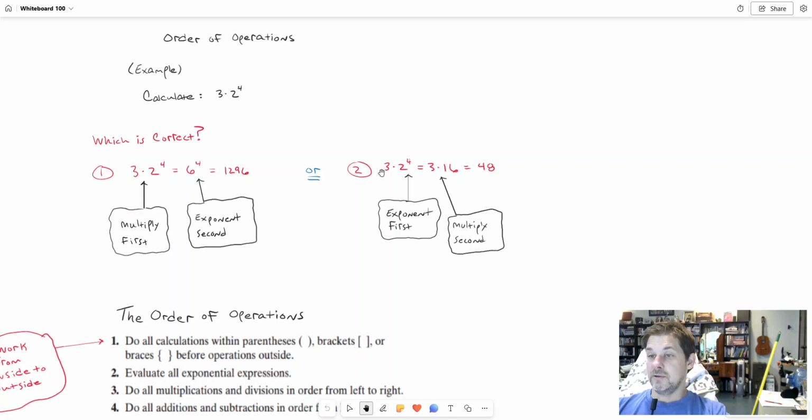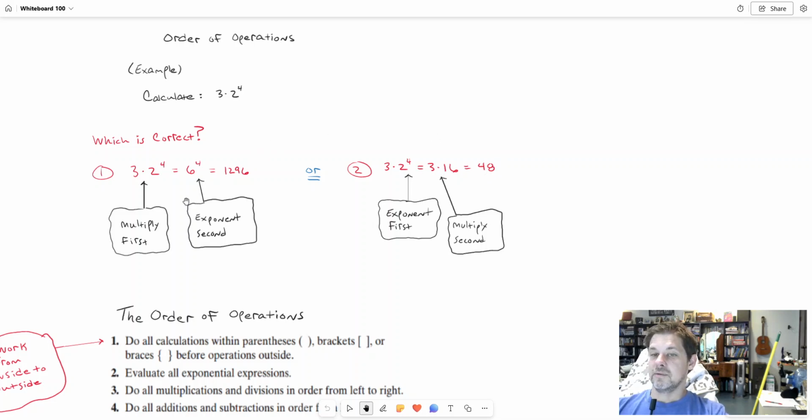But I could do the operations the other way. I could do the exponent first and then multiply second. So look, I could do like this. I could say I've got 3 times 2 to the 4th power. If I do the exponent first, that would look like 2 to the power 4, which happens to be 16. And then I'll multiply second. Multiplying is what's left at this point. I multiply second. 3 times 16, that's 48.